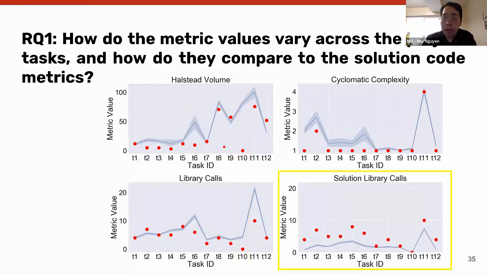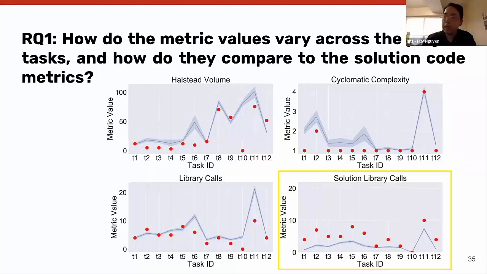Finally, we look at the plot for solution library codes. If you recall, these are the number of library codes that are used by both the solution code and the student. And we found that in most tasks, only about 30 to 50% of the library codes are in common. So in other words, students were able to solve the project task with many library codes that were not used by the solution, which indicates that there can be many different strategies to solve the same task.